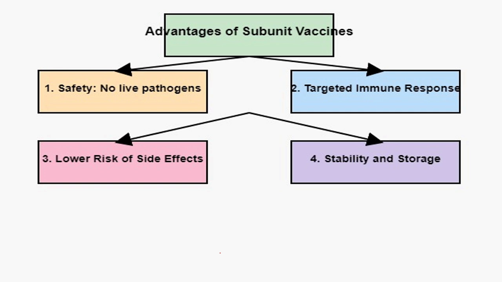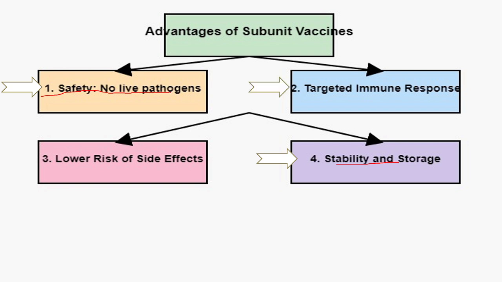So here is a quick diagram that we should look at, where we have the stability and storage, as we already talked about. It is easier to store and transport, so we can easily store and transport these subunit vaccines. Also, we have safety: they are safe because there are no live pathogens, so there is no risk of them causing any disease. It means they cannot cause any disease.